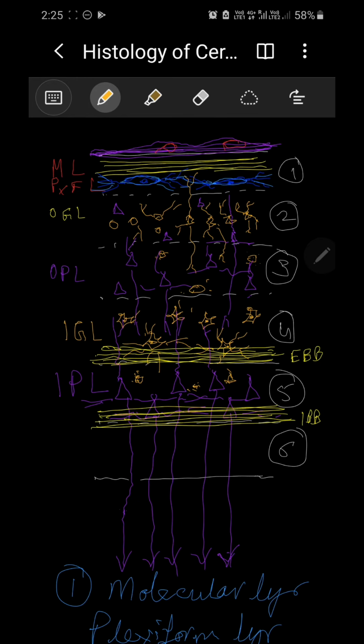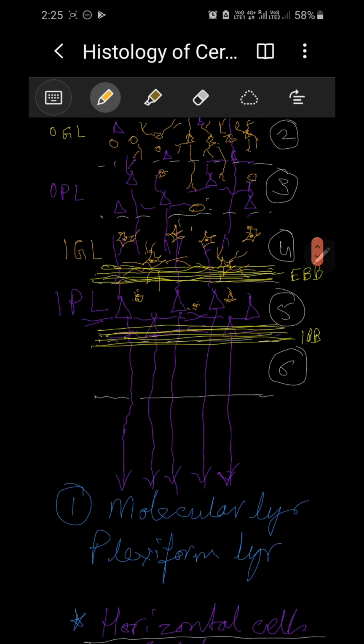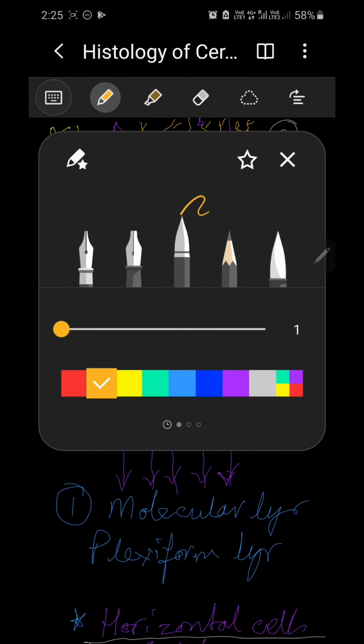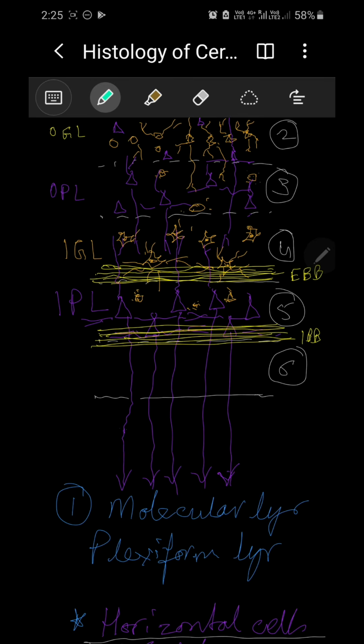And now the innermost layer. The innermost layer has a lot of peculiarities. Let's use this special color. This is called the pleomorphic layer or polymorphic layer or fusiform layer. We have different names for this.